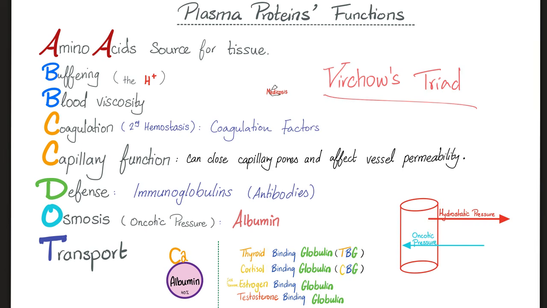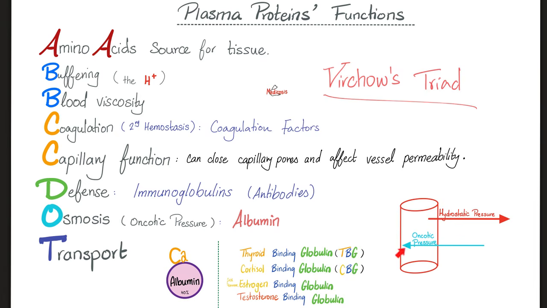Next is coagulation. This is called secondary hemostasis, and you need the coagulation factors, which are beta globulins. Capillary function, because these proteins can close the capillary pores and adjust the vessel permeability. Your antibodies or immunoglobulins have defensive function, and these are your IgM, IgA, IgG, IgE, and IgD.